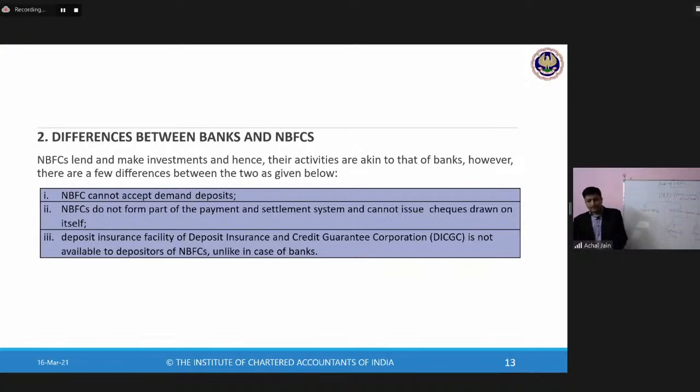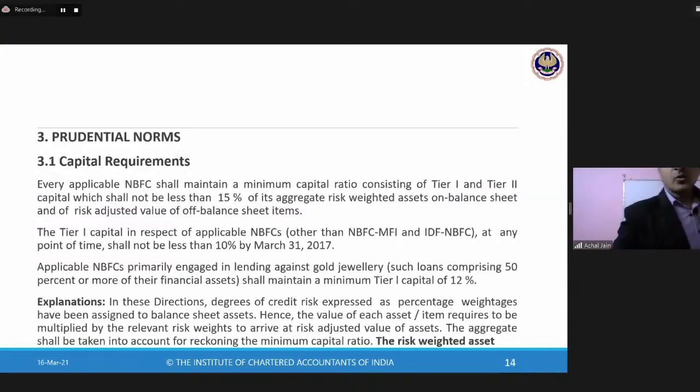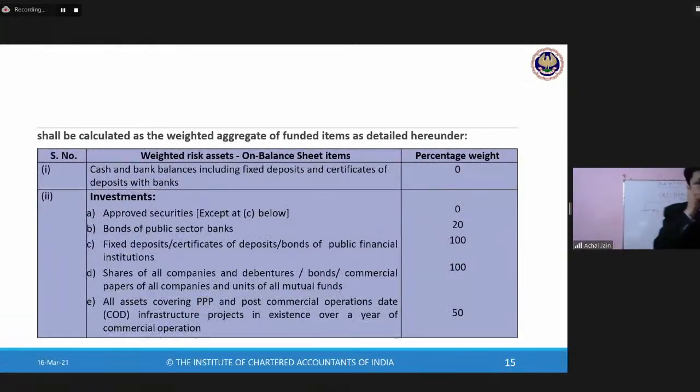Okay, clear? So far, what we have discussed was all about the categorization of NBFCs, the meaning of NBFCs, and how those were different from the requirements in relation to banks. Now moving on to the prudential norms.